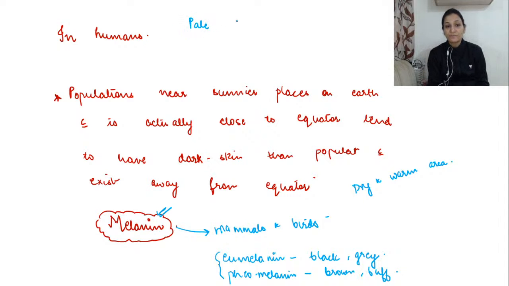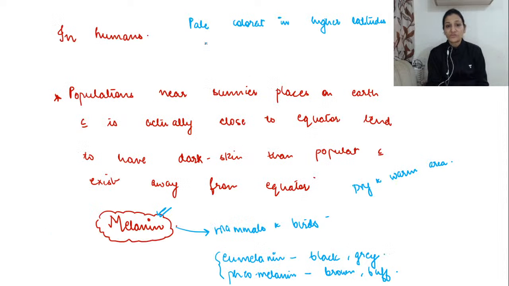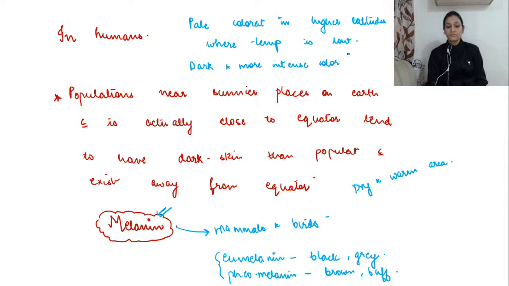So pale coloration in higher latitudes where the temperature is low, and dark and more intense color in humid and warm places.